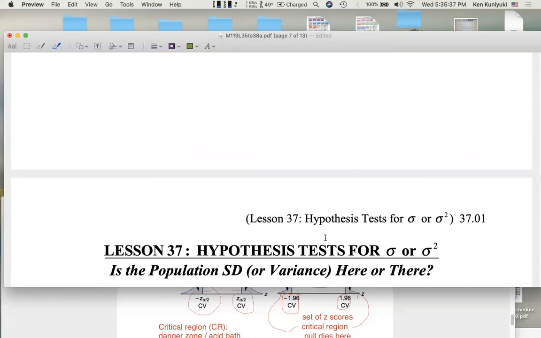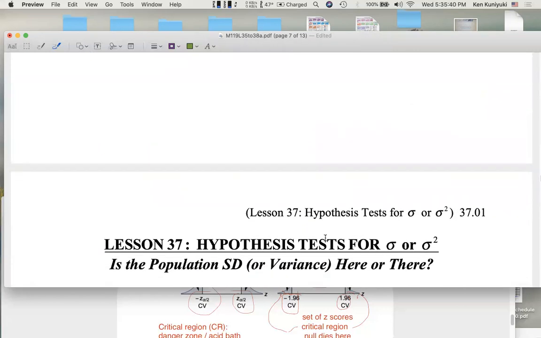Next up, we're going to apply these ideas to lesson 37 when we do tests for sigma and sigma squared, population standard deviation and variance. Next time.